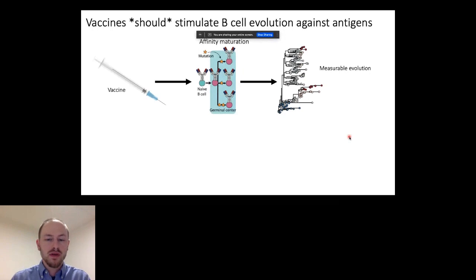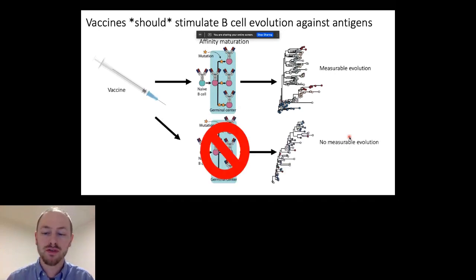Now, this is an important thing to measure because one thing we expect successful immune responses to do is to stimulate affinity maturation. So if we give someone a vaccine, we hope that that is stimulating B cell lineages to enter into germinal centers, undergo affinity maturation, and produce evolving lineages. Of course, if this doesn't happen, we might end up with B cell lineages that are not evolving at all.